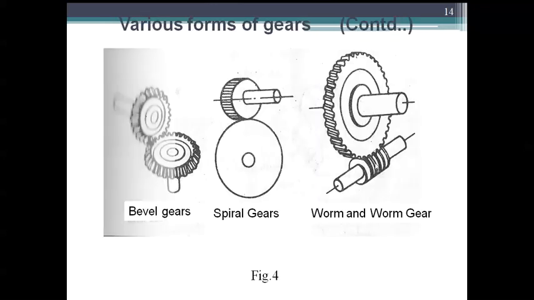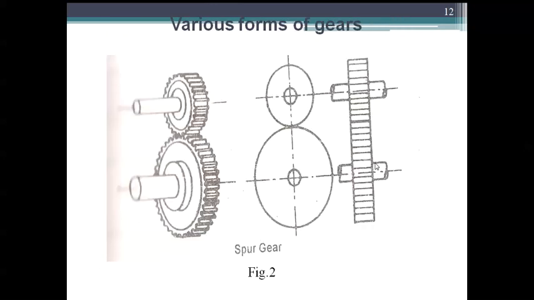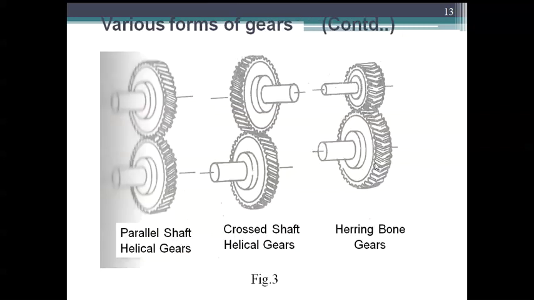So this is about the different types of gears. Mainly, the spur gear is most used. Spur gears are used where the shafts are parallel to each other and the teeth are parallel to the axis of the shaft. The second one is helical gears, where both shaft axes are parallel but the teeth of the gear are inclined to the shaft axis. Then it is called helical gears.